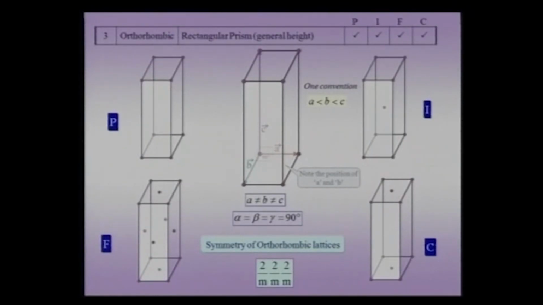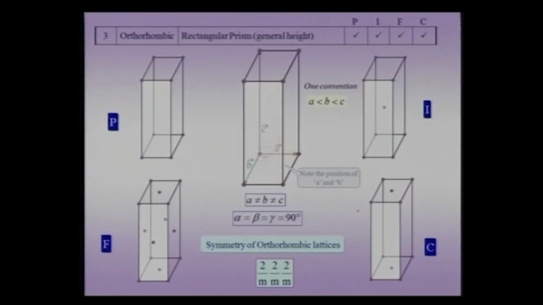As before, these lattice points make a contribution of half to the unit cell, while the ones in the corner make a contribution of 1/8 to the unit cell. There is an additional lattice possible for the orthorhombic case, which is the C-centered lattice, and there could be cases where instead of the centering being along the C direction, you can choose a centering along the B direction or the A direction, and these additional lattice points only contribute half to the unit cell.